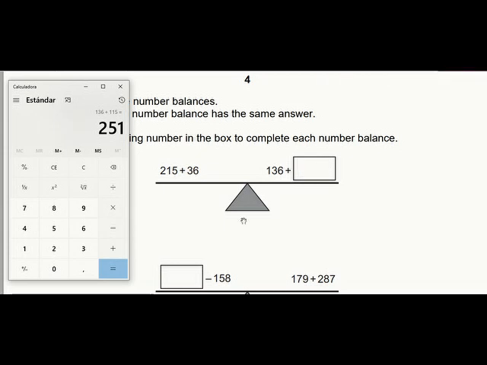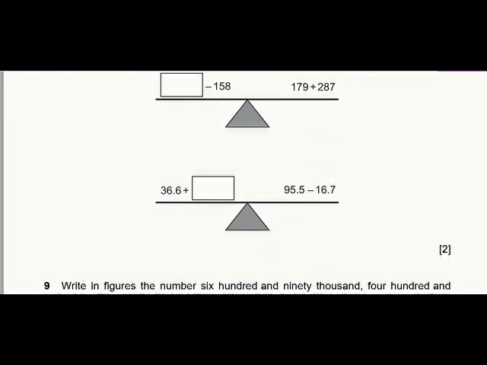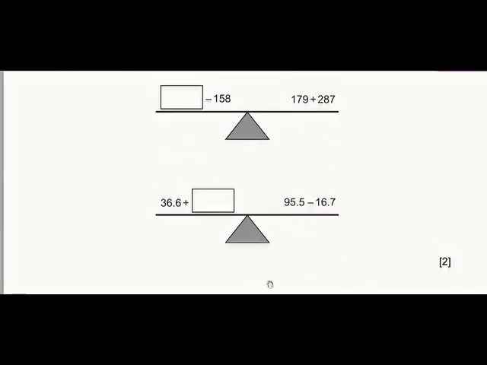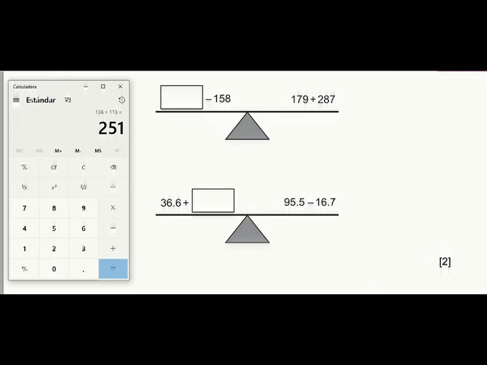Now the second one and the third one, we are going to take a look at them at once. So it says now we have a subtraction and it is equivalent to this sum. So we are going to say 179 plus 287 equals 466. Now, if I am adding these two, this is the secret number, which I am going to write here, 466.